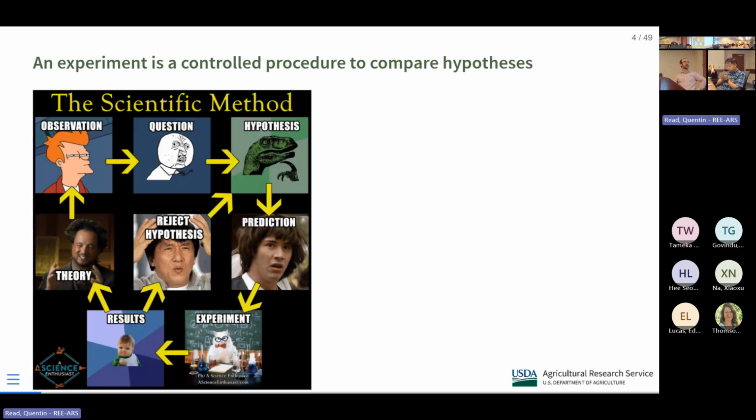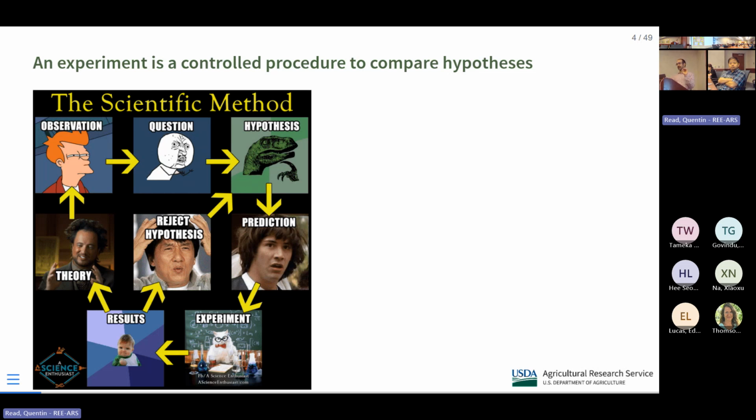What is an experiment? You all have heard these really outdated memes at this point, but I still put it up there anyway, just to illustrate your very oversimplified idea of the scientific method. An experiment is part of that, where you make an observation about reality, formulate a hypothesis based on that, and then come up with an experiment to test the hypothesis.